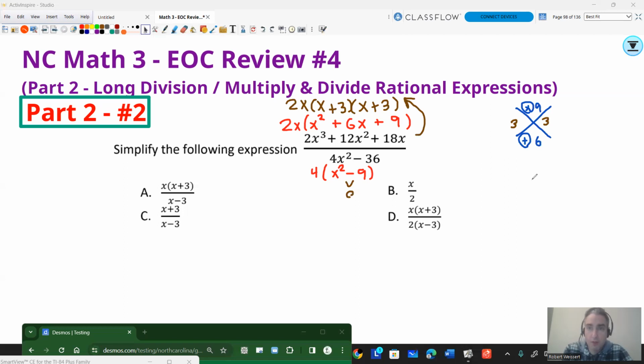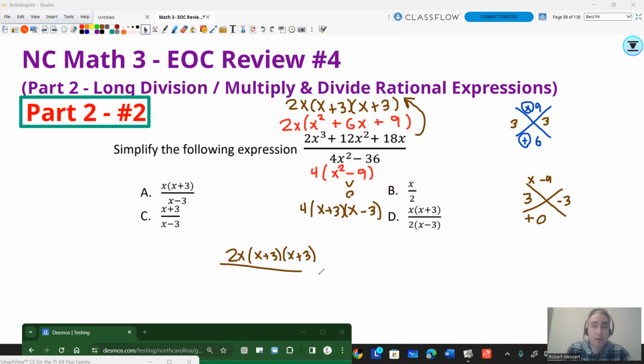So again, what multiplies to negative 9 and adds to 0? Well, let's see, 3 times negative 3, 3 plus negative 3. That's also just a difference of two squares. So you can also write the 4 on the outside and just do x plus 3 and x minus 3. So I'm going to rewrite this as 2x, x plus 3, x plus 3 on the numerator. And then on the denominator, I'm going to do the 4, x plus 3, and x minus 3.